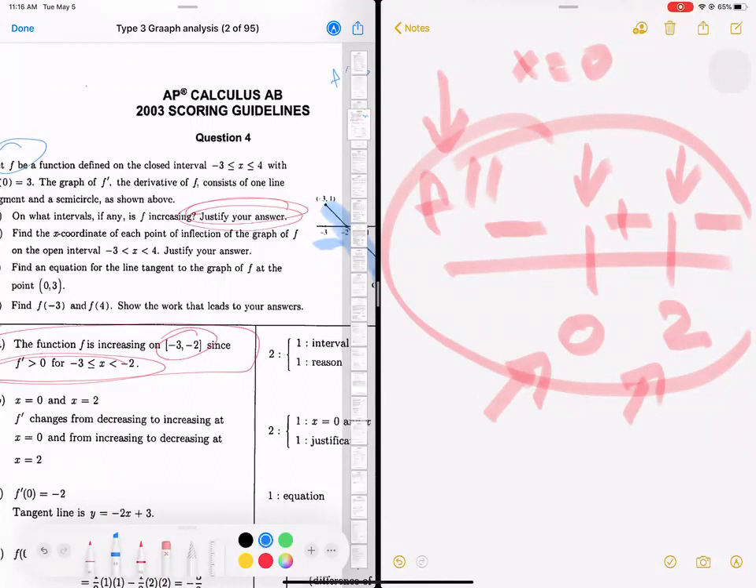If you look at the rubric on the left, they say x is 0 and 2. Great. And you got points for that. You got 1 point. So you got 1 point for writing.